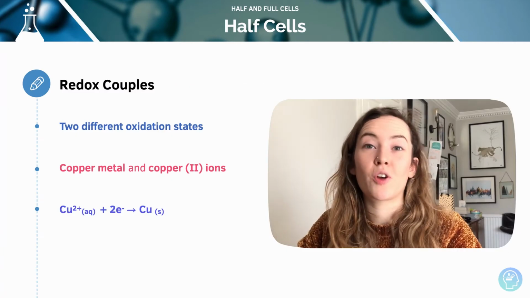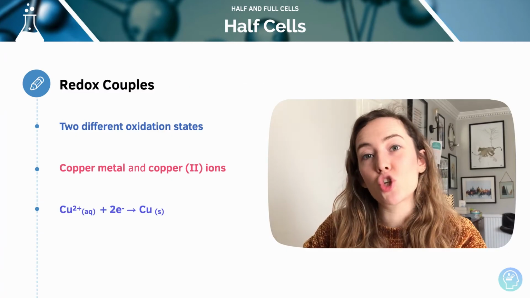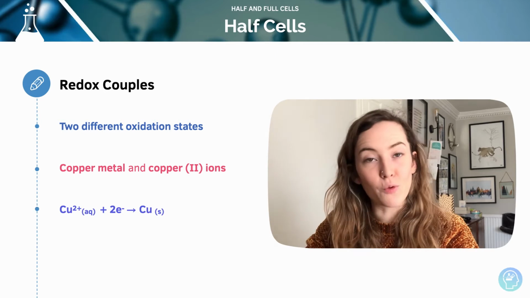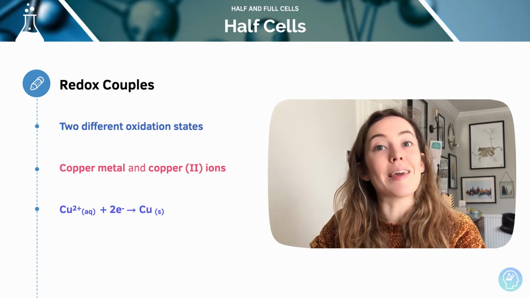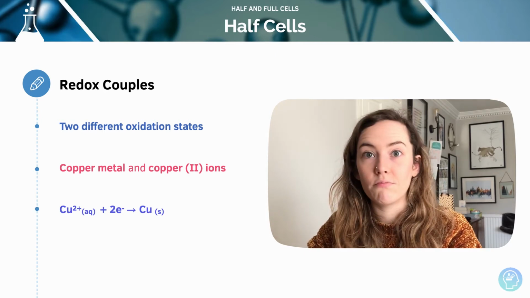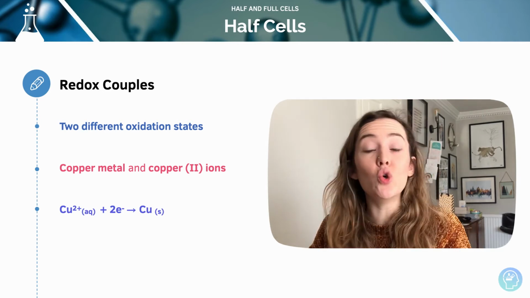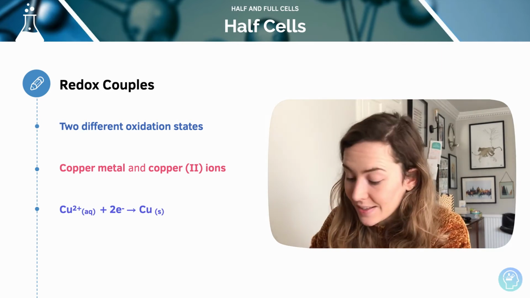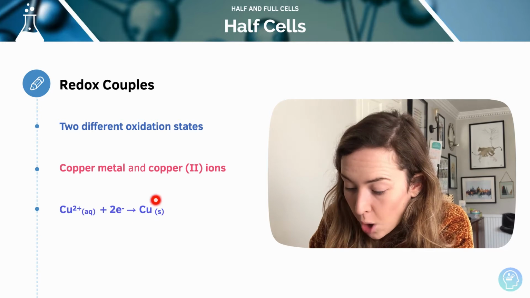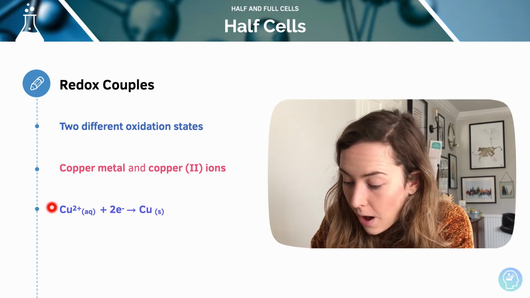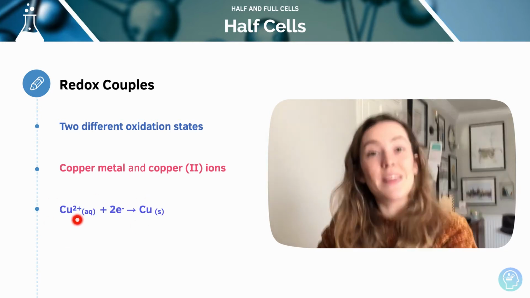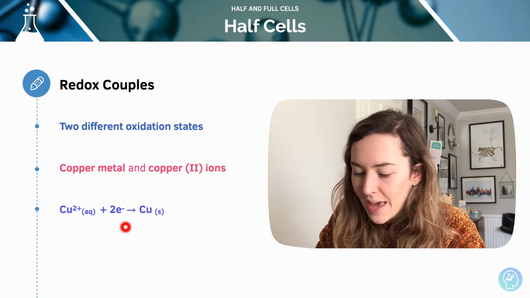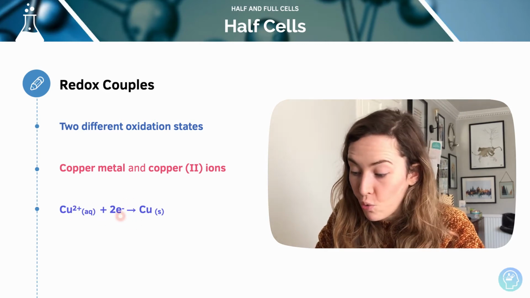A redox couple. This is the combination of two forms of the same chemical species separated by the gain or loss of electrons, so that they have two different oxidation states. And an example, we've got one here. This is copper metal and copper ions. So they are a redox couple linked by the gain and the loss of two electrons.